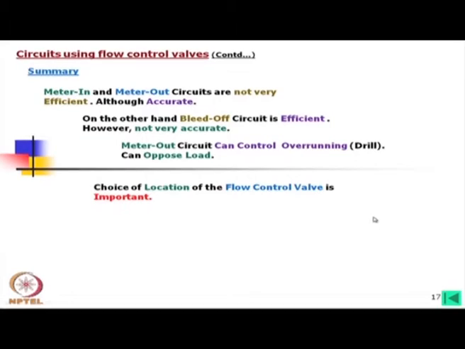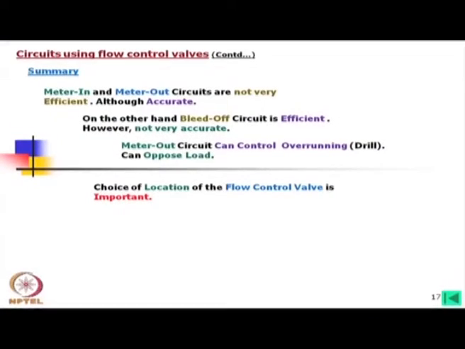We have to put these valves in proper positions to make it meter out, meter in, or bleed off. Maybe you are using the same flow control valve, the same circuit, the same cylinder, but using this flow control valve at 3 different positions, you can make meter in, meter out and bleed off, and you can handle the load in different ways depending on the purpose.